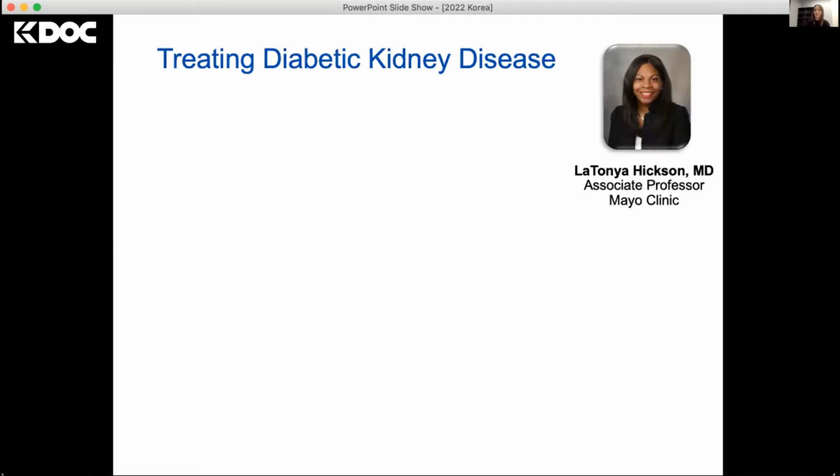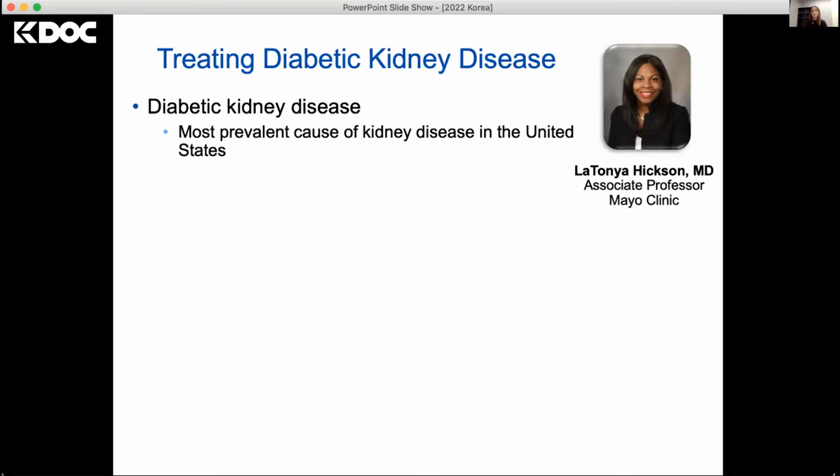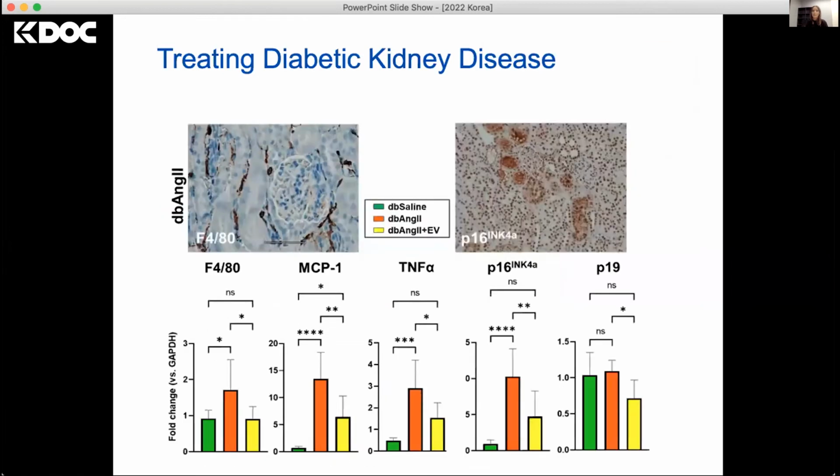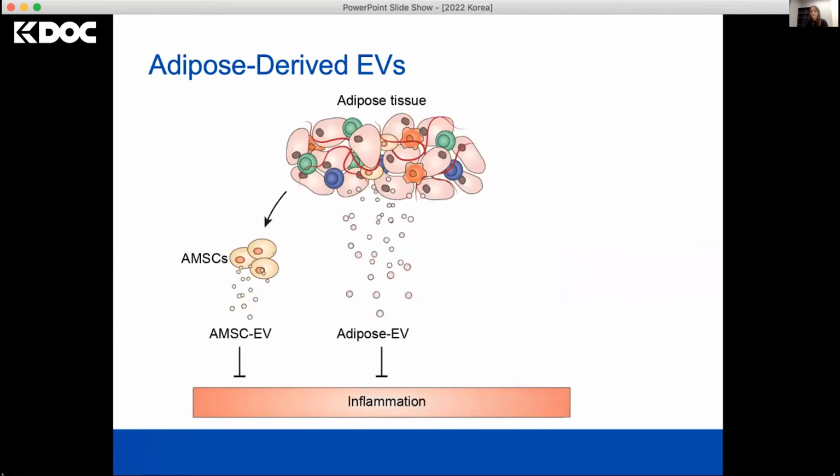But in addition to myocarditis, we've also teamed up with Dr. Hickson, who's at Mayo Clinic, Florida, to treat diabetic kidney disease. And it's the most prevalent cause of kidney disease in the United States. And it's expected to increase even further because the population is becoming older and more obese. And so she has developed various models to look at diabetic kidney disease. And we can see that when we give these mice extracellular vesicles, we have improved functional parameters and less fibrosis. But what we also see is that we have reduced macrophage infiltration and also some interesting effects on senescence that we're looking further into.